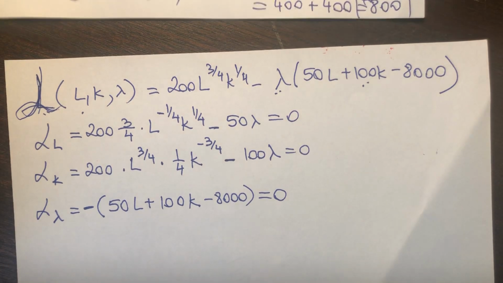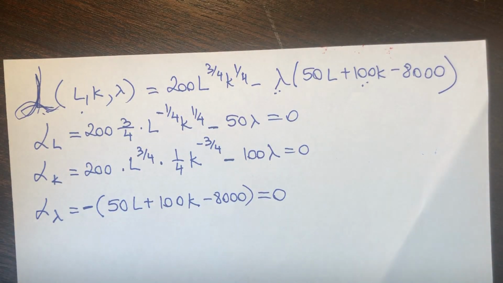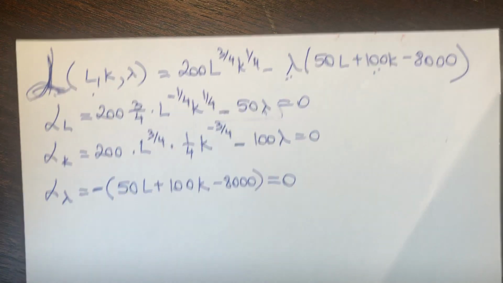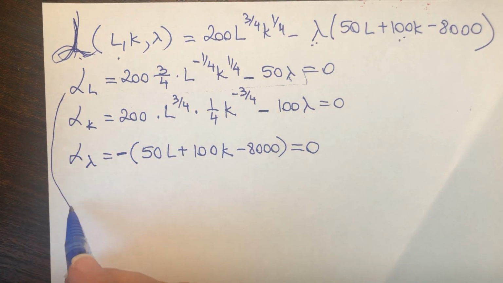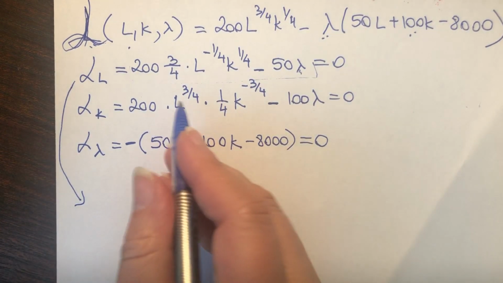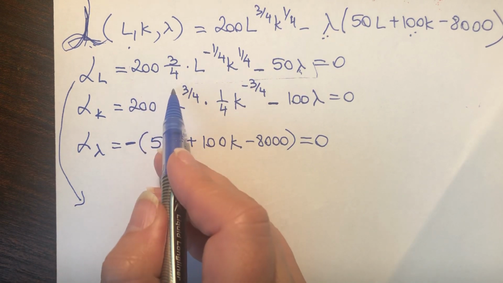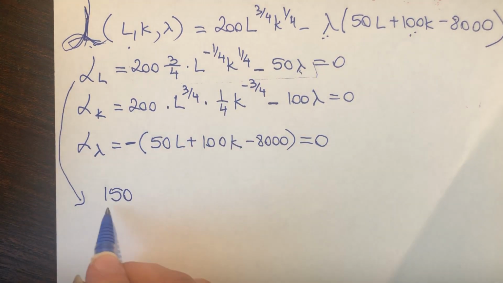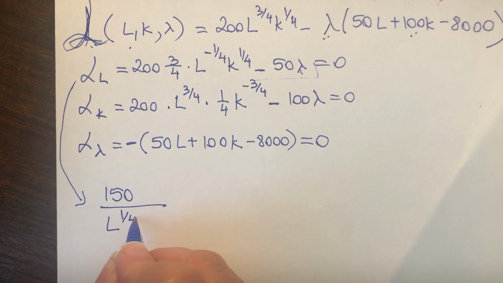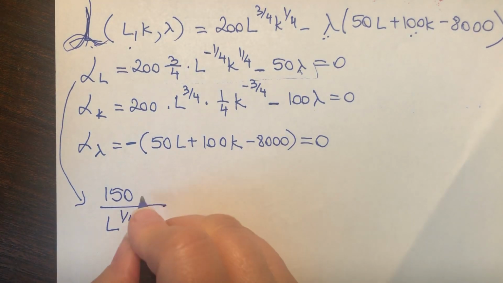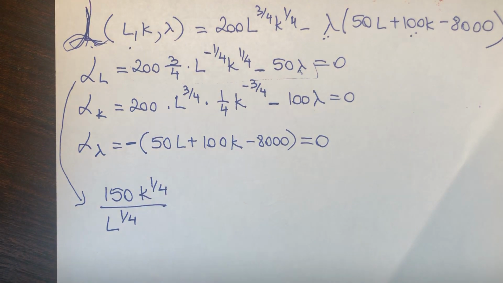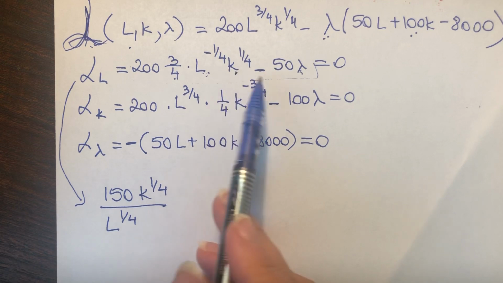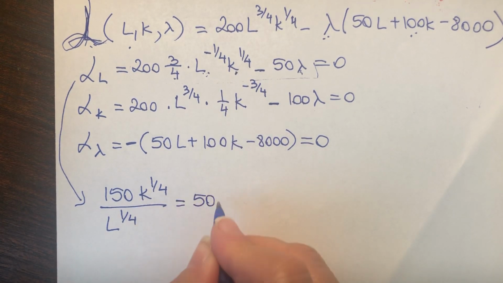So this might look like an ugly function, but it's really not that bad. What do we want to do again? We want to take the top two equations and get lambda by itself. So I will move it under here to give myself some room. First of all, 200 times 3/4, 3/4 of 200 is 150. L to the negative 1/4, I will right away throw it on the bottom, and the K to the 1/4 stays at the top. So I simplify this: multiply these numbers, the L goes to the bottom, the K stays at the top, equals 50 lambda.